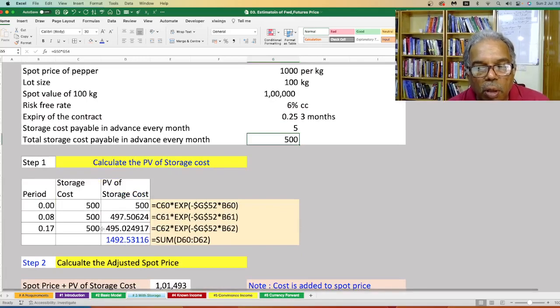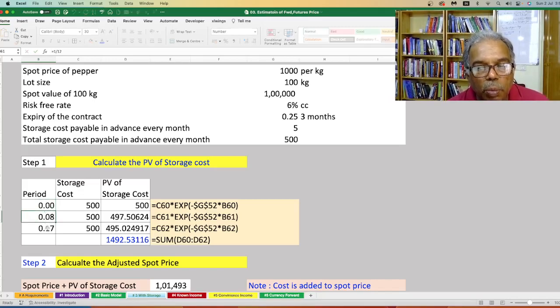Since it is a 3 month contract, let us make the period. So the first 500 rupees is paid at the beginning of the contract. The next cost is paid at the end of the first month, and the third storage cost is paid at the end of the second month. So the storage cost is equal, but the payments of the storage are at different points in time. So we will calculate the present value of the storage cost.